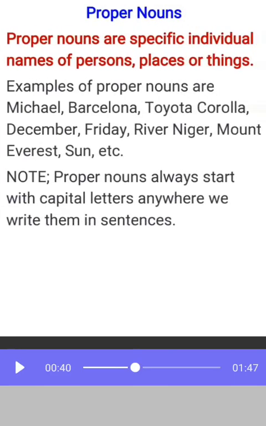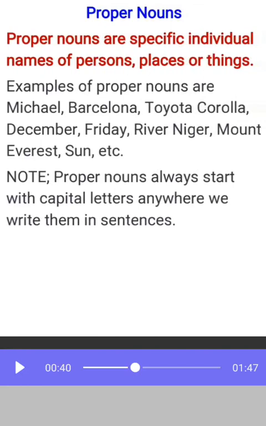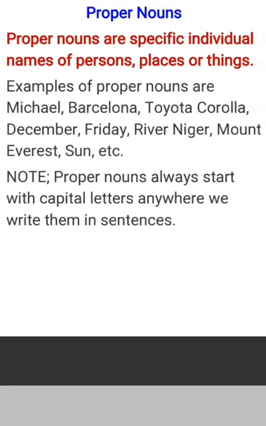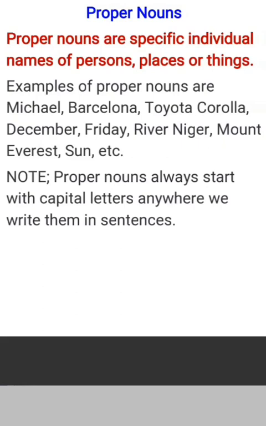Proper nouns are specific individual names of persons, places, or things. So names of specific things instead of generalized things. The next time you hear of proper nouns, the first concept that should run in your mind is specific, individual, instead of generalized. So proper nouns are specific individual names of persons, places, or things.